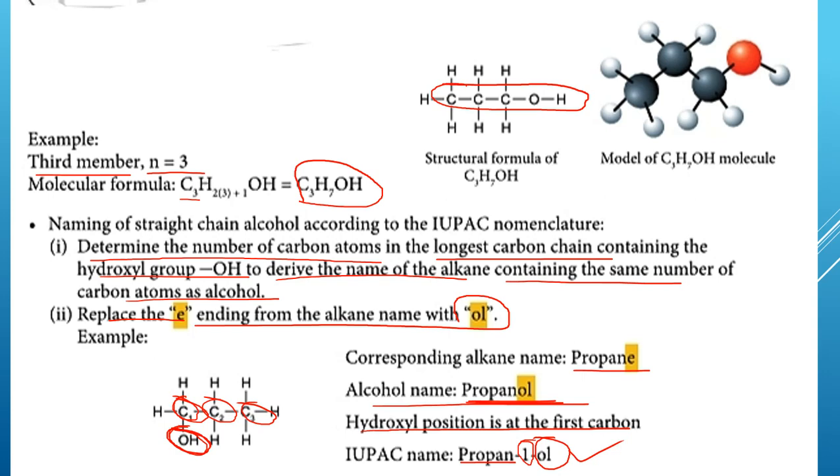The number 1 here refers to the position of the hydroxyl group. It is on carbon number 1. If the OH is on carbon number 2, the IUPAC name is propan-2-ol. Understand? Propan-2-ol.